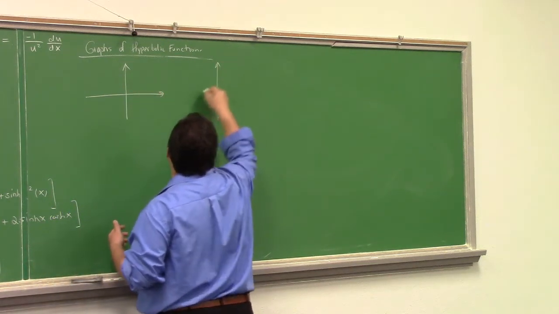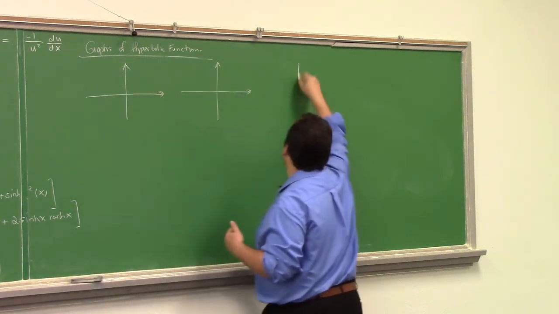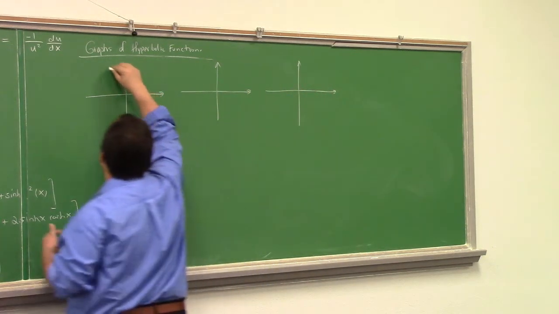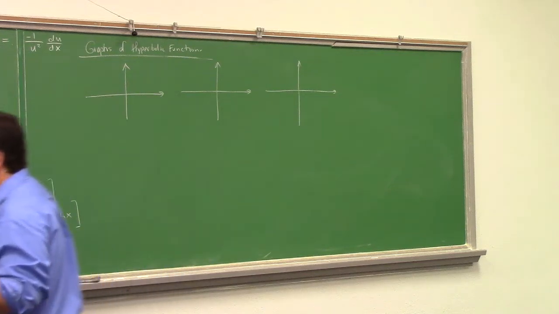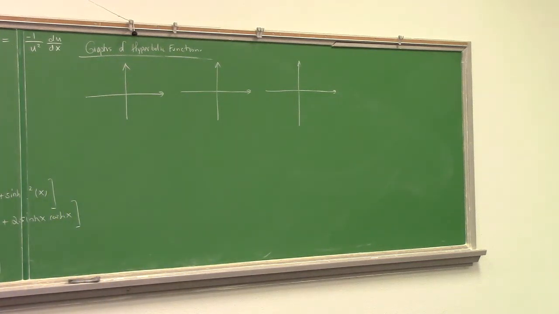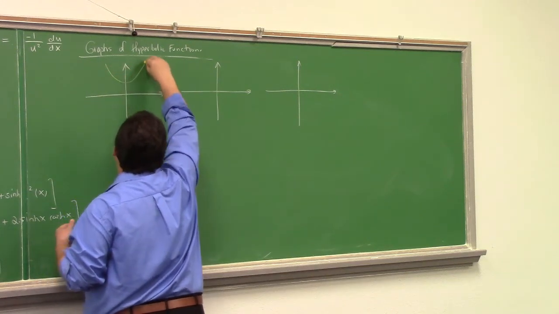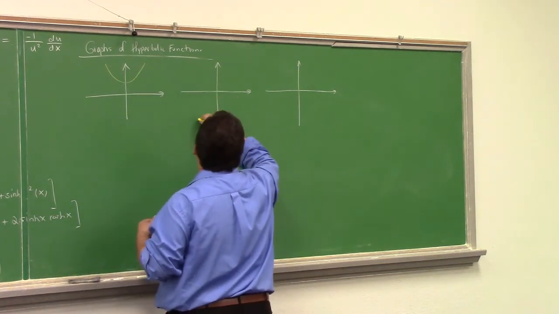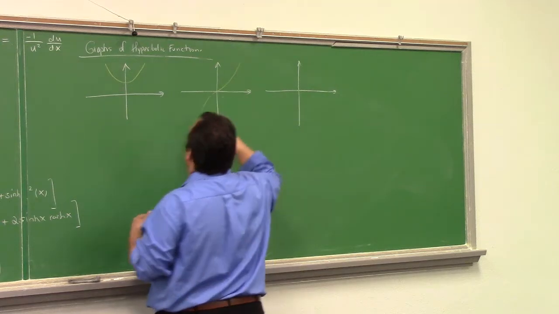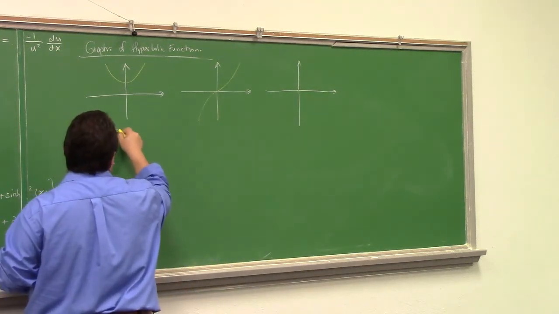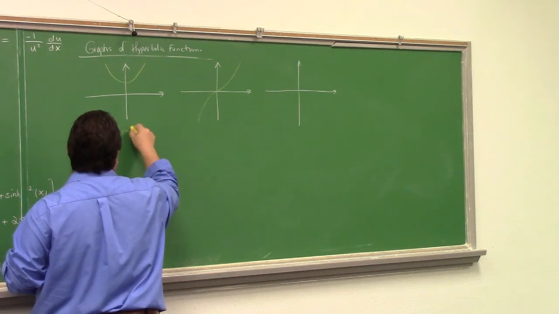So here they are. So first of all, cosh, it's just like this, right? Sinh, something like that, right? So here we have y equals cosh x.